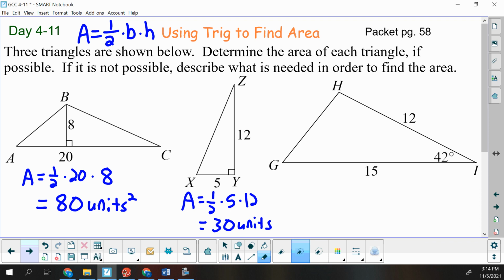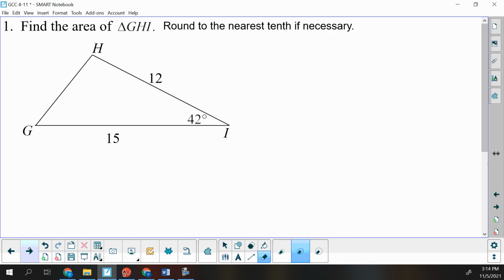In the third one, we could do 15 as the base, but then we don't have a height that's forming a right angle with it. If you use 12 as the base, we don't have something forming the right angle with it. So what we need to do here is find the actual height. And that's what we're going to do down at the bottom of this page in your packet.